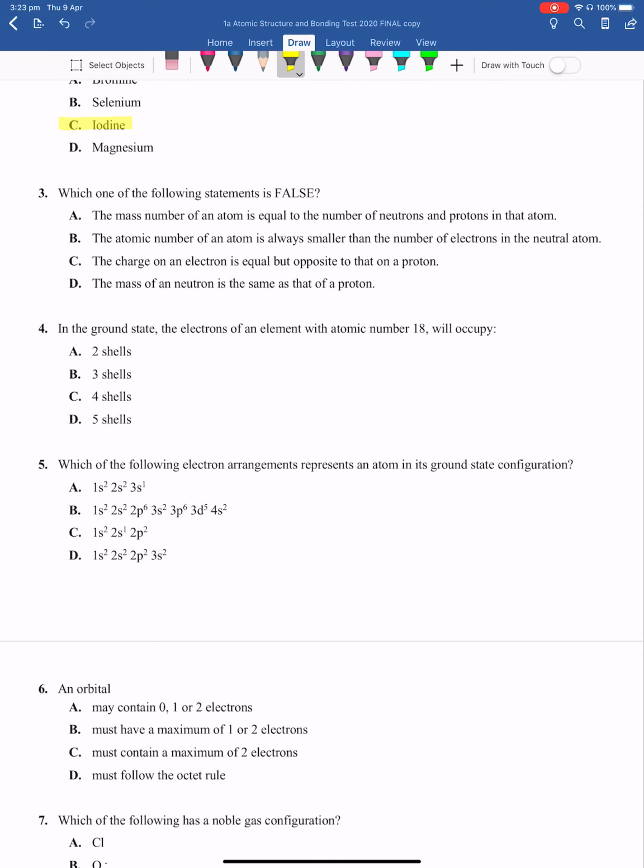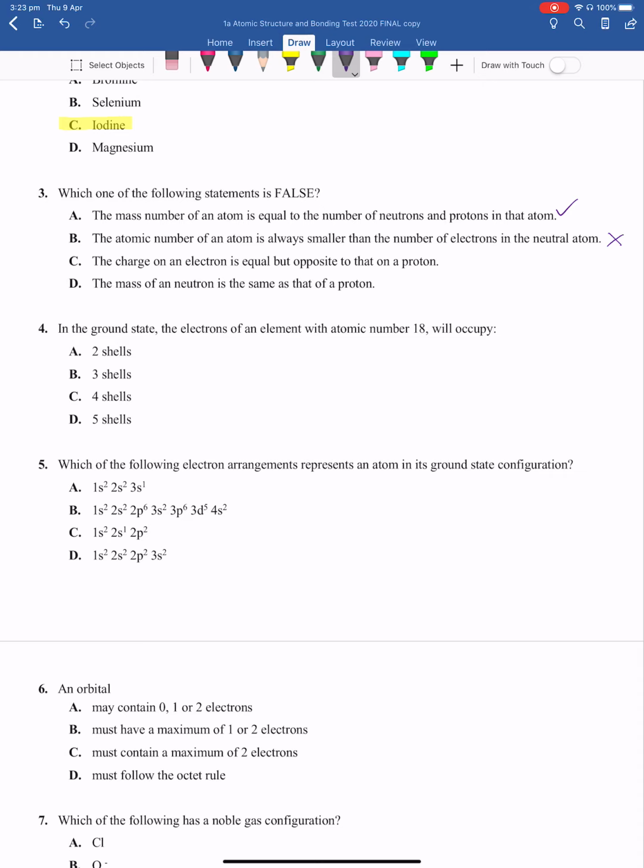Question number 3, which of the following statements is false? We had 85% get this question correct. The mass number of an atom is equal to the number of neutrons and protons in that atom. Okay, that one is true, so that's not false. The atomic number of an atom is always smaller than the number of electrons. No, it should be equal, so that one is false.